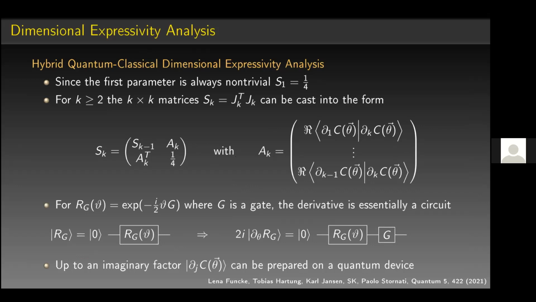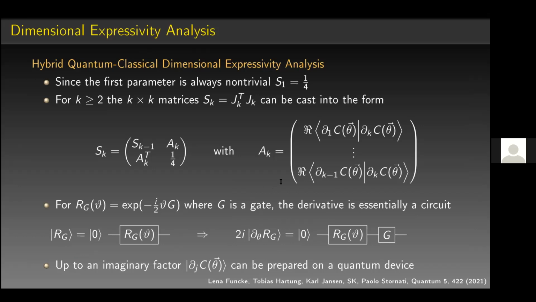So the key ingredient we need here is that for the type of gates we are considering, namely the exponential of some matrix G, where G is itself a gate, if you think of the rotation gates Rx, Ry, or Rz, the derivative is essentially again a valid quantum circuit. So what do you mean by this? The state corresponding to, let's say, some initial state, and you apply the gate to it, then the tangent vector or the derivative with respect to theta is again a circuit up to this complex factor 2i.